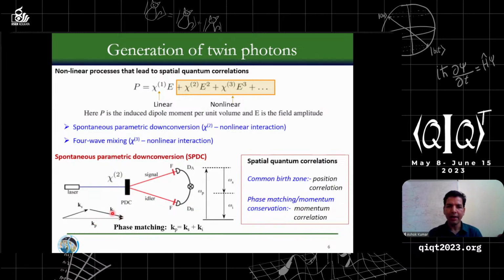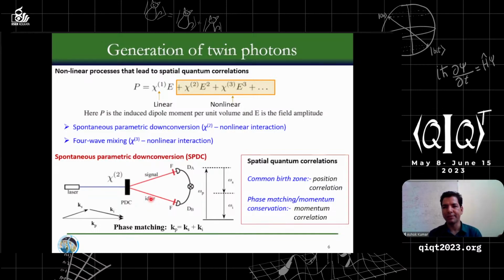On the other hand, how these photons propagate over a longer distance is covered by momentum conservation. The total momentum of the pump has to be equal to the sum of the momenta of the two photons, and that decides which direction they will go. That momentum conservation gives the momentum correlation to those photons. This is fundamentally how position and momentum correlations come to these photons.